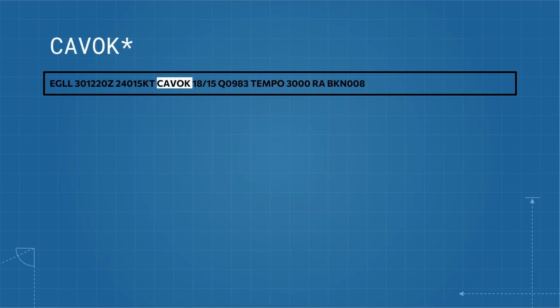For the rare occasions when visibility is greater than 10 kilometers in all directions, there is no weather significant to aviation, and there is no significant cloud cover, the visibility, weather, and cloud sections can all be replaced with the single word CAVOK, pronounced K-O-K.